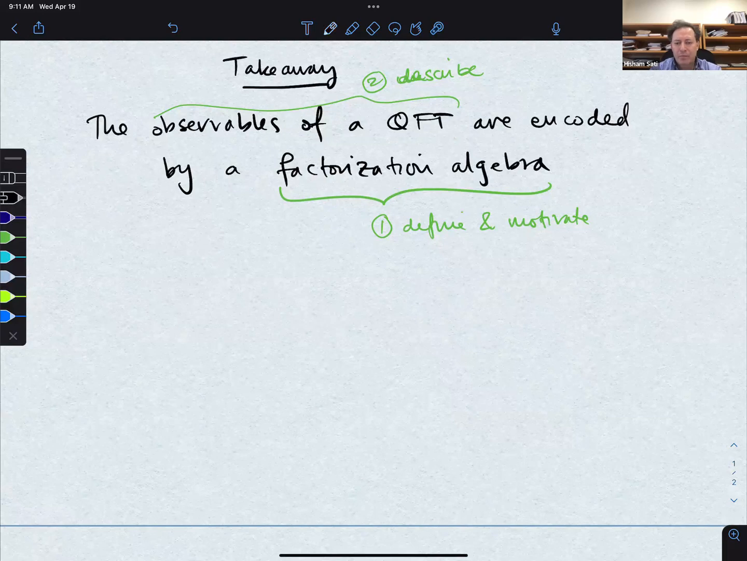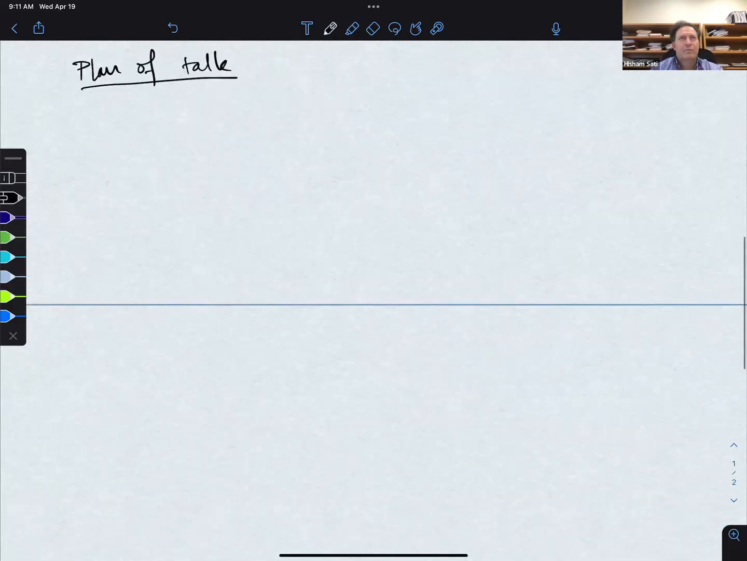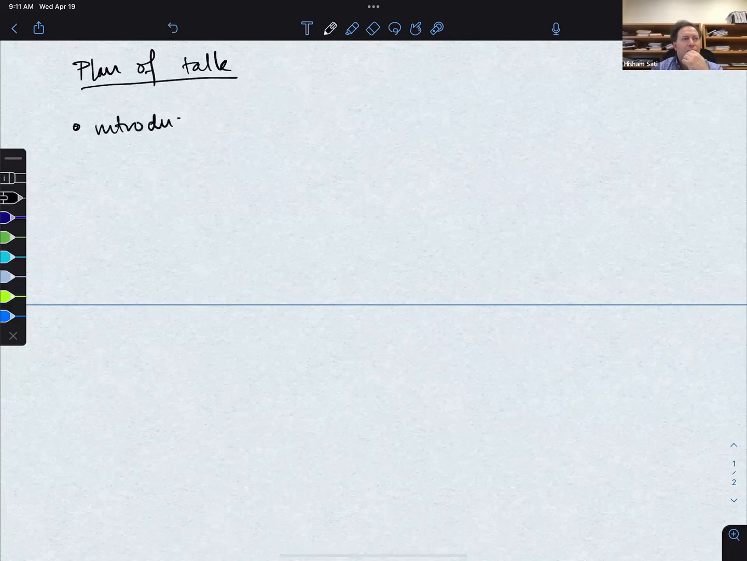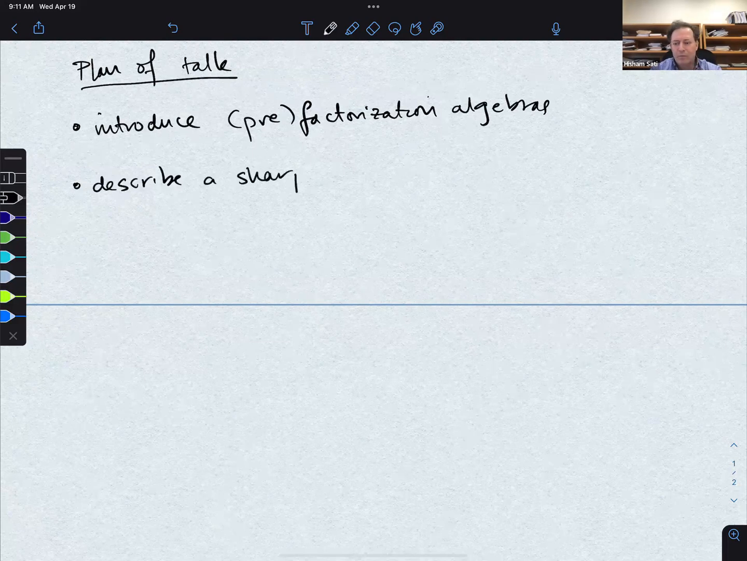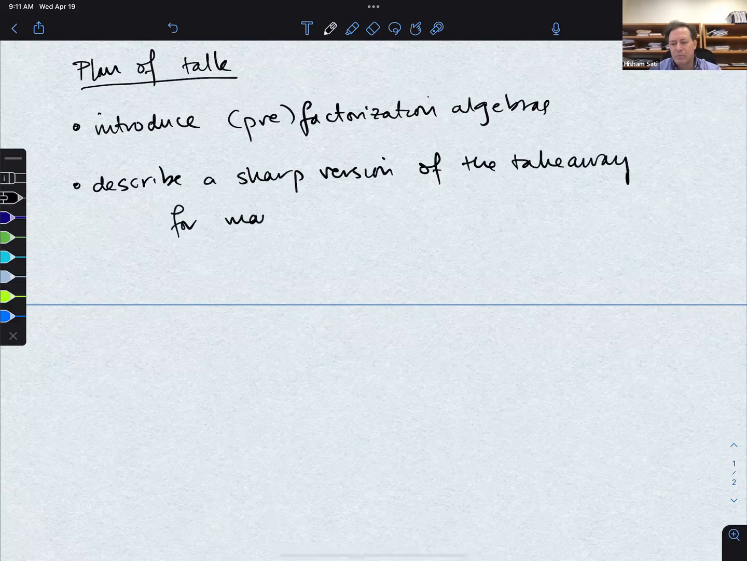Okay, so you need to unpack those two pieces. Part one of the talk will be to introduce factorization algebras and their simpler cousin, pre-factorization algebras. If you've seen sheaves and pre-sheaves, this should be reminiscent of that setup. After we do that, we can describe a sharp version of the takeaway, but in a special class of manifolds without boundary.